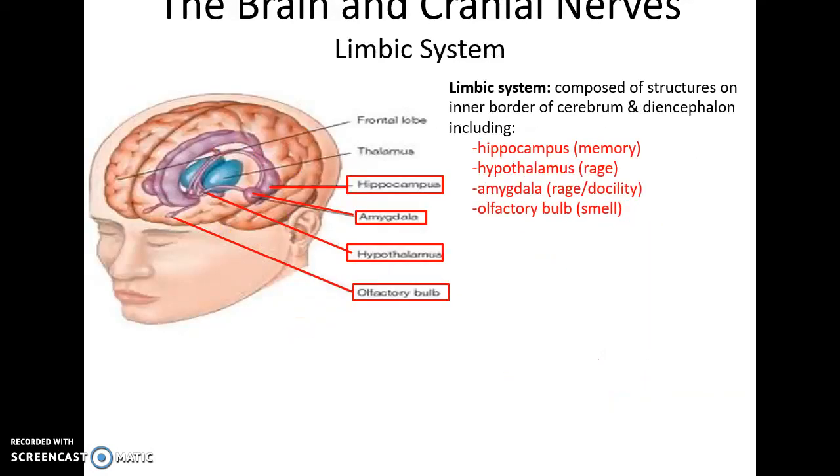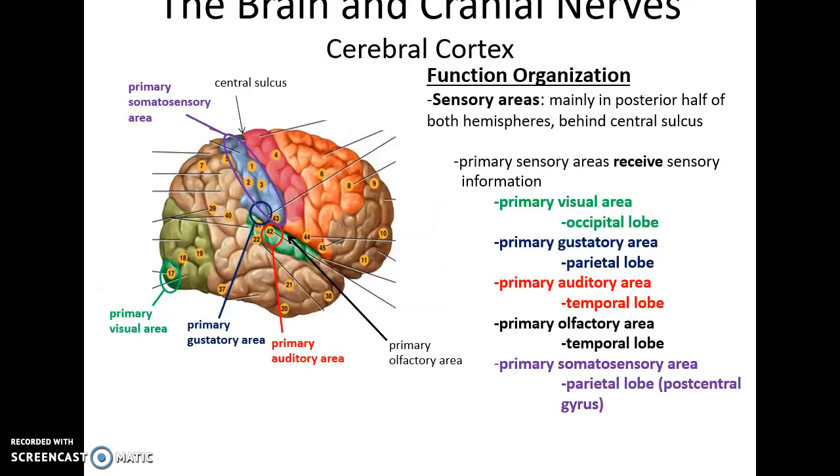And the limbic system is important because it is thought to be where our emotions originate and how we decide on what sort of responses to have to those emotions. There's also clearly a memory link and olfaction.